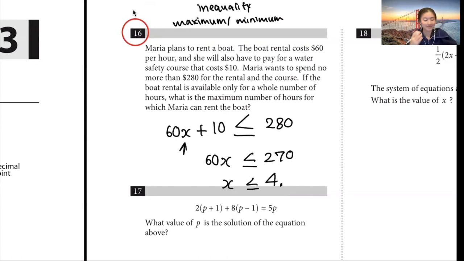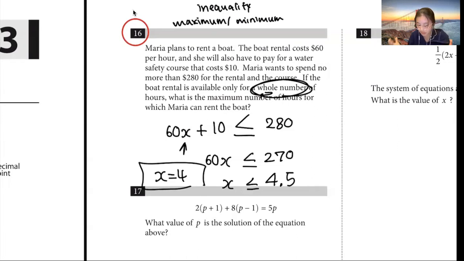All right, okay, sorry. Wow, that was very simple actually. It's 4.5. So it's asking for a whole number. So x, the closest thing to 4.5 that's a whole number, is going to be 4. So x is 4, the maximum number of hours for which Maria can rent the boat. Thank you.